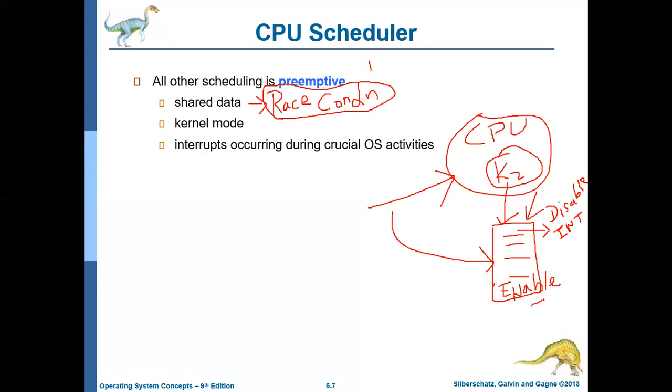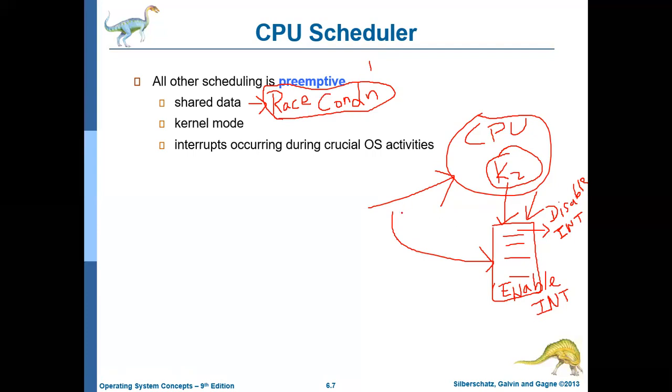But these disable interrupt and enable interrupt instructions will be executed very rarely. They won't be executed frequently by each and every process. They will be executed only when some high priority or crucial operating system task is going on.